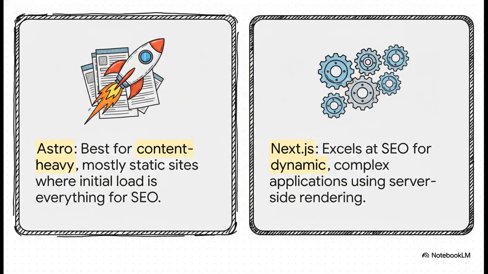So here's the key distinction you have to make. Astro is the undisputed king for content-heavy sites. Think blogs, marketing pages, portfolios, where that first static HTML load is everything for SEO. Next.js, on the other hand, is an absolute powerhouse for those big, complex, dynamic web apps that also need great SEO, because it can render fresh content on the server for every single visitor.